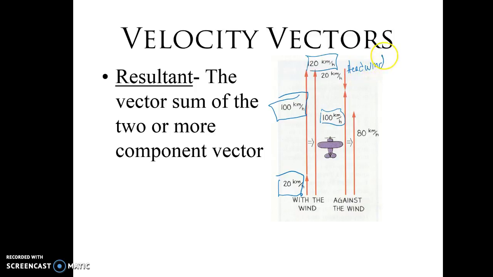The headwind is head-on, slowing you down. You'll feel this when you're driving in your car. If it's really windy and you're hitting a lot of air, you're going to notice that you're going to have a harder time maintaining the constant 100 kilometers an hour. So instead, the plane is actually traveling at 80 kilometers an hour.